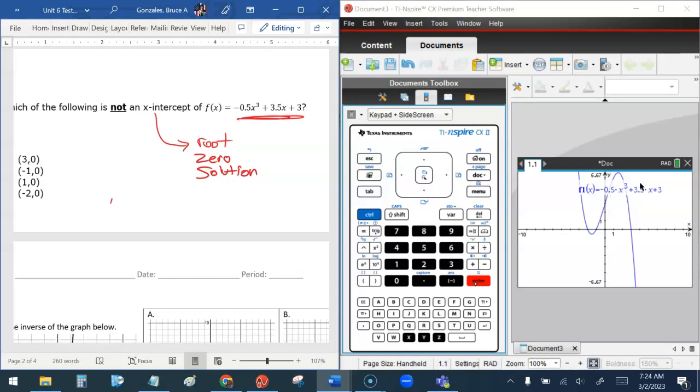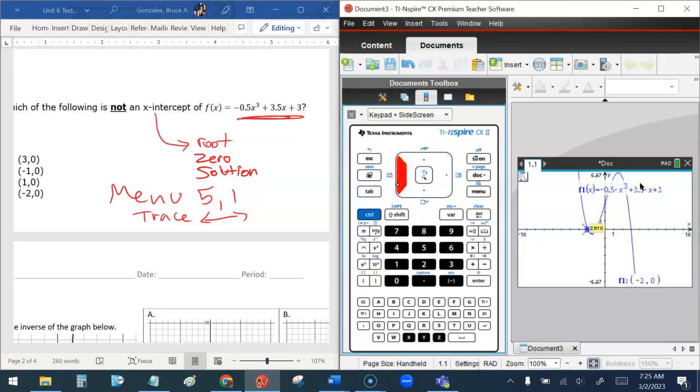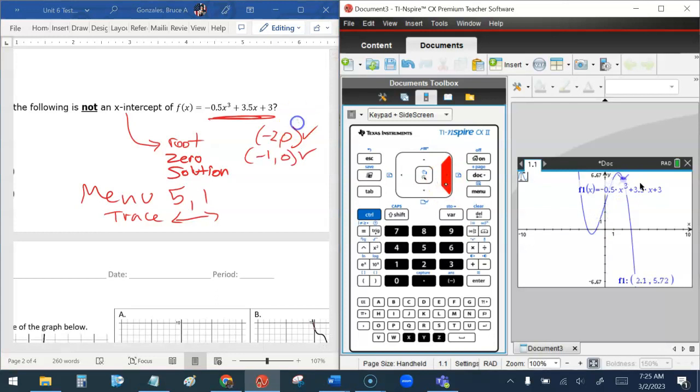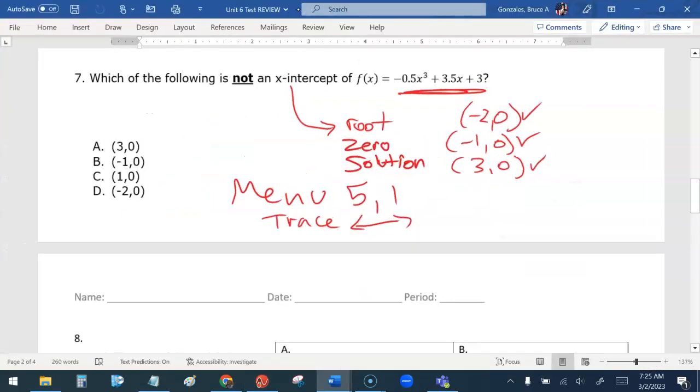So I can do menu 5, 1, and you're going to trace left or right to find the actual roots here. Menu 5, 1. If I go to the left, I have a zero at -2, 0. So the ones that I do have are -2, 0. There's another one, -1, 0. And then there's one at 3, 0. Those are 3 good x-intercepts, right?